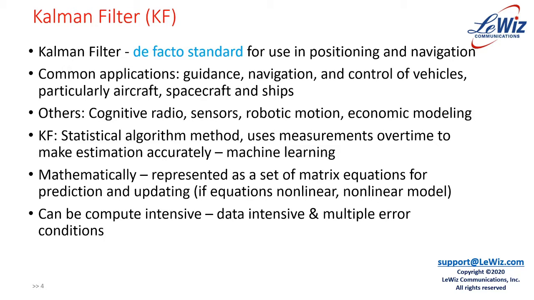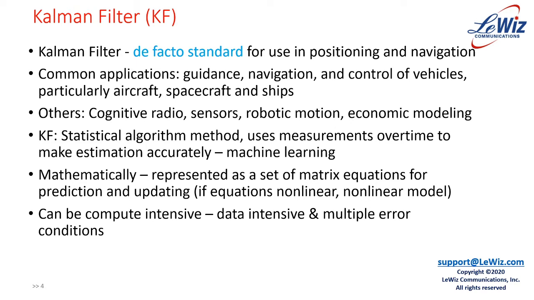The Kalman filter is the de facto standard for use in positioning and navigation. Common applications include guidance, navigation, and control of vehicles, especially aircraft, spacecraft, and ships. Other uses include cognitive radio, for example applying machine learning into RF radio, or sensors, where the Kalman filter is used for filtering things out and making the sensor more accurate, or robotic motion planning and estimation, and even in economic theories, where you can use it for modeling.